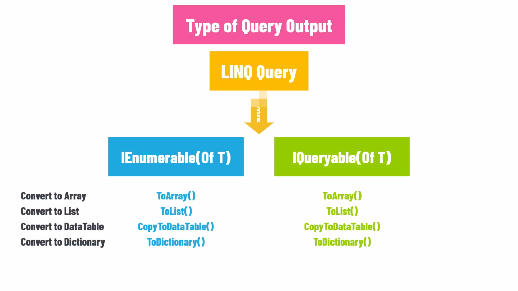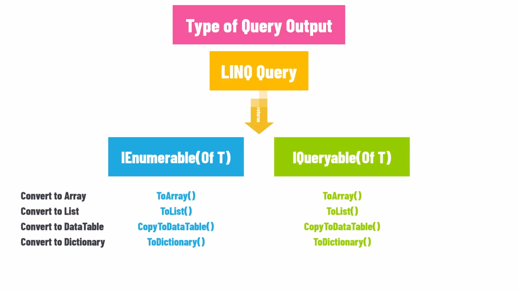The second thing you have to learn is that you can use specific functions to convert the output to a specific data type. The most used functions are these four functions, but there are also other functions to convert the output to a specific data type. That's all about the output of a LINQ query.